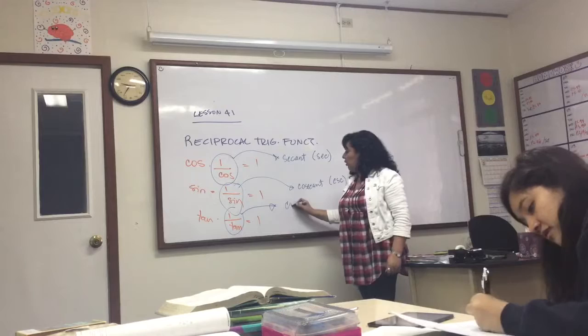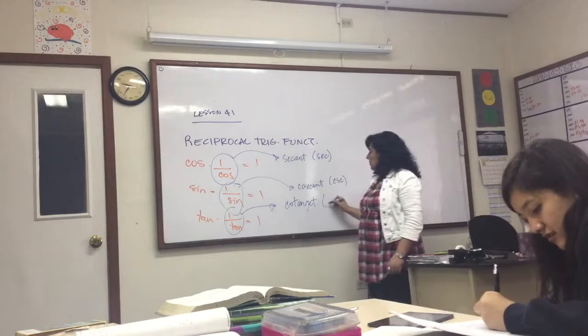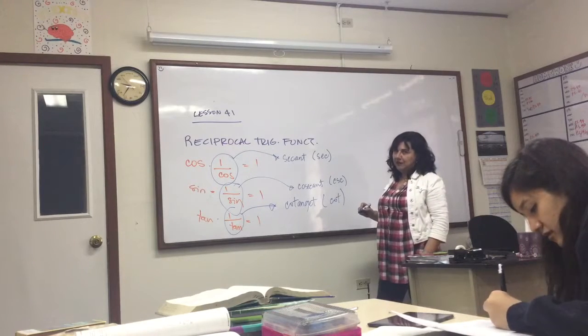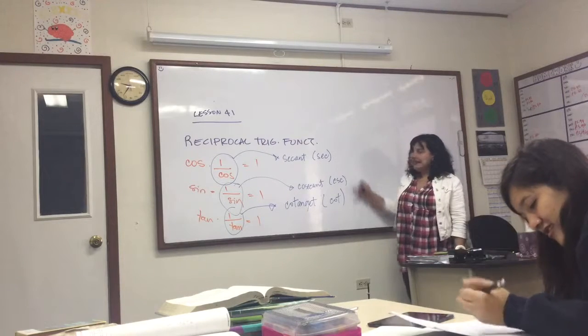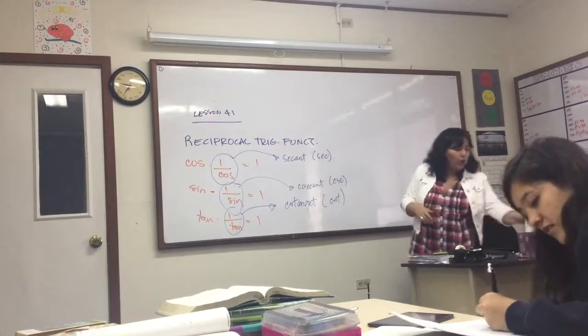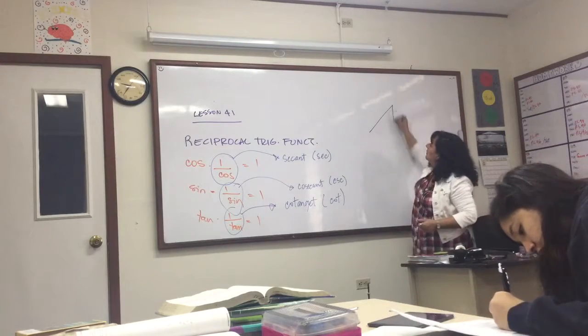This would be cotangent. Abbreviation, I'm afraid to say, cot. Okay? So we've got secant, cosecant, cotangent. Is it clear what these are? Yes? So, let's remember these.